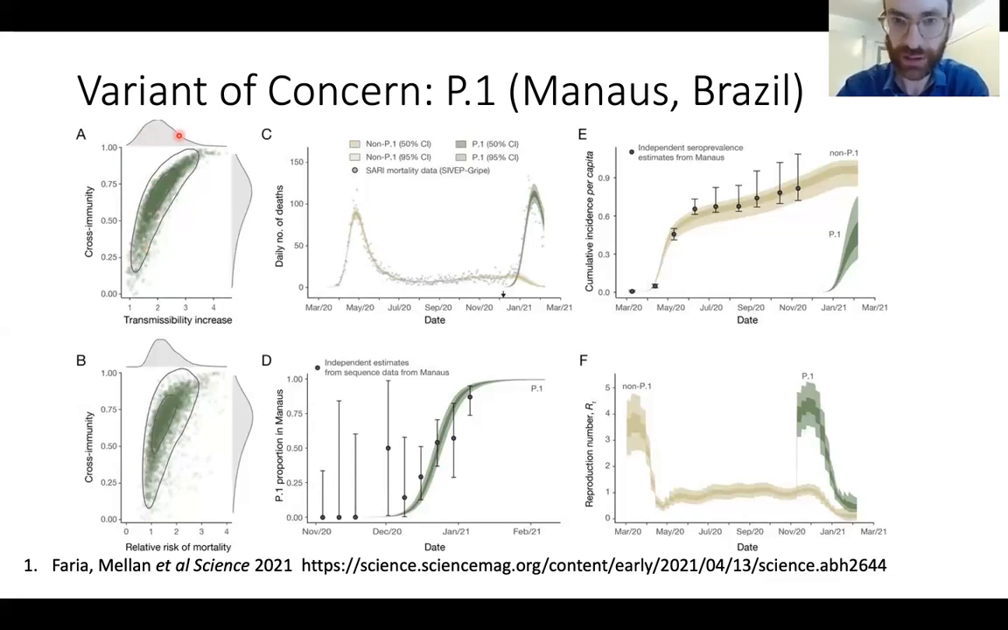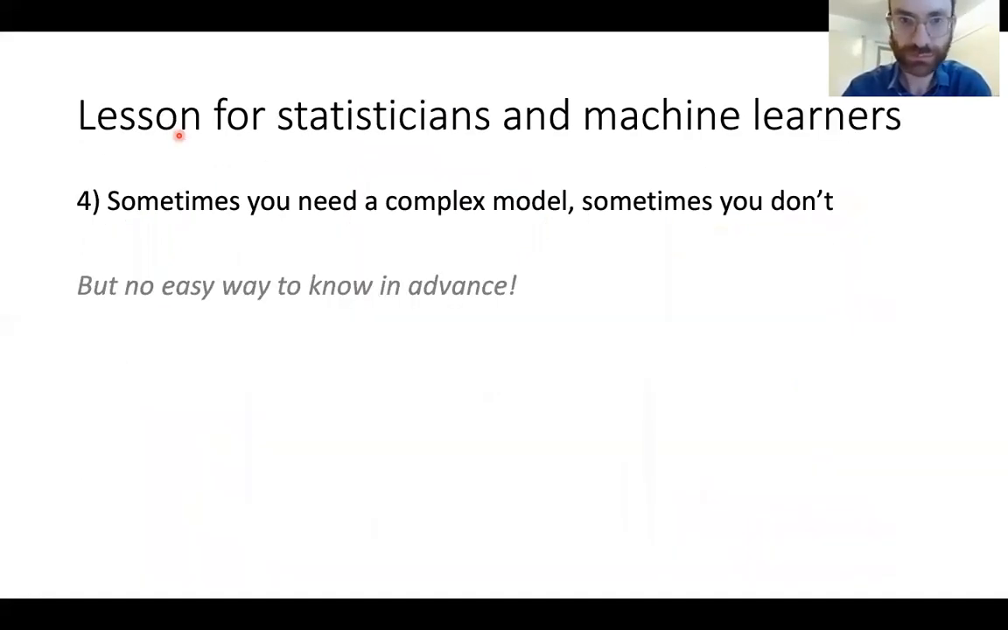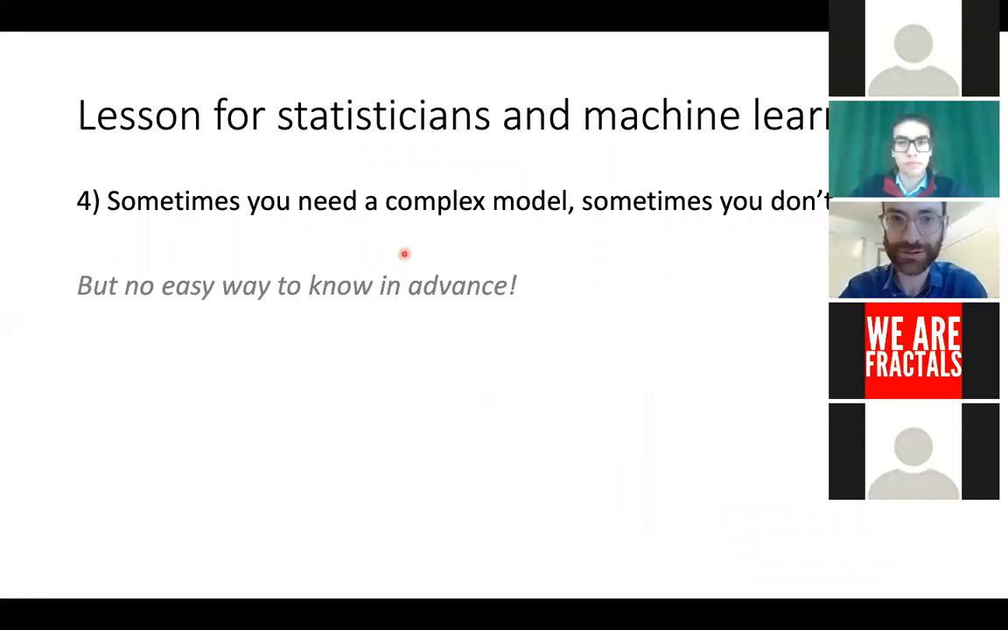So here we fit a very complex model, not the most complex model, but one that we specially built to be able to distinguish these things in order to make estimates of the immune evasion of this variant. So as I said before, sometimes you need a complex model, sometimes you don't. Next one.